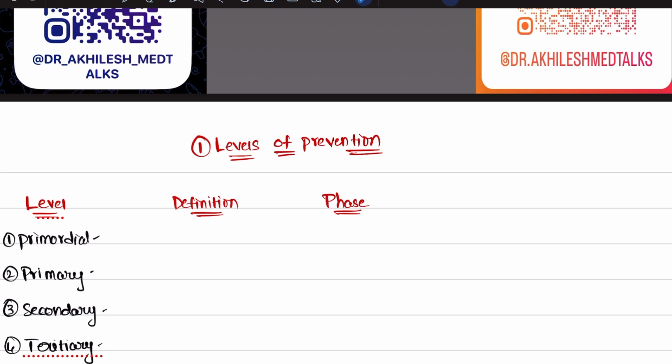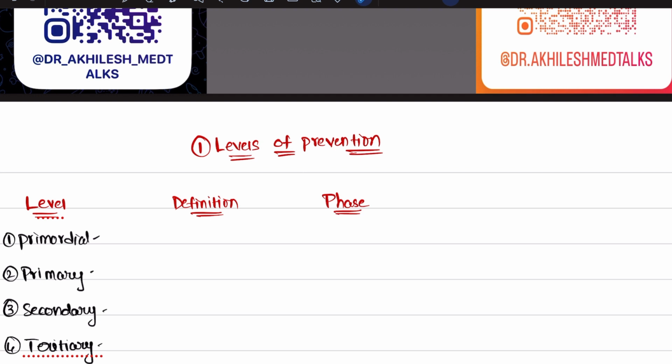But when it comes to the primary level of prevention, disease is not present, so the patient is not having any disease, but he is having the risk factor. Let's say my grandfather is having cancer. The cancer is a risk factor, but I don't have any disease. Still, I have a risk to get the cancer. This comes under the primary.